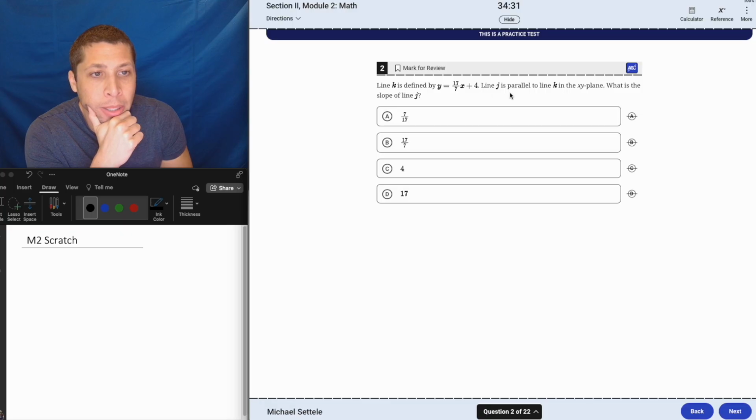Okay, there's my line. Parallel. What is the slope? So it's in y equals mx plus b form, so you just need to know same slope. So 17/7. Done.